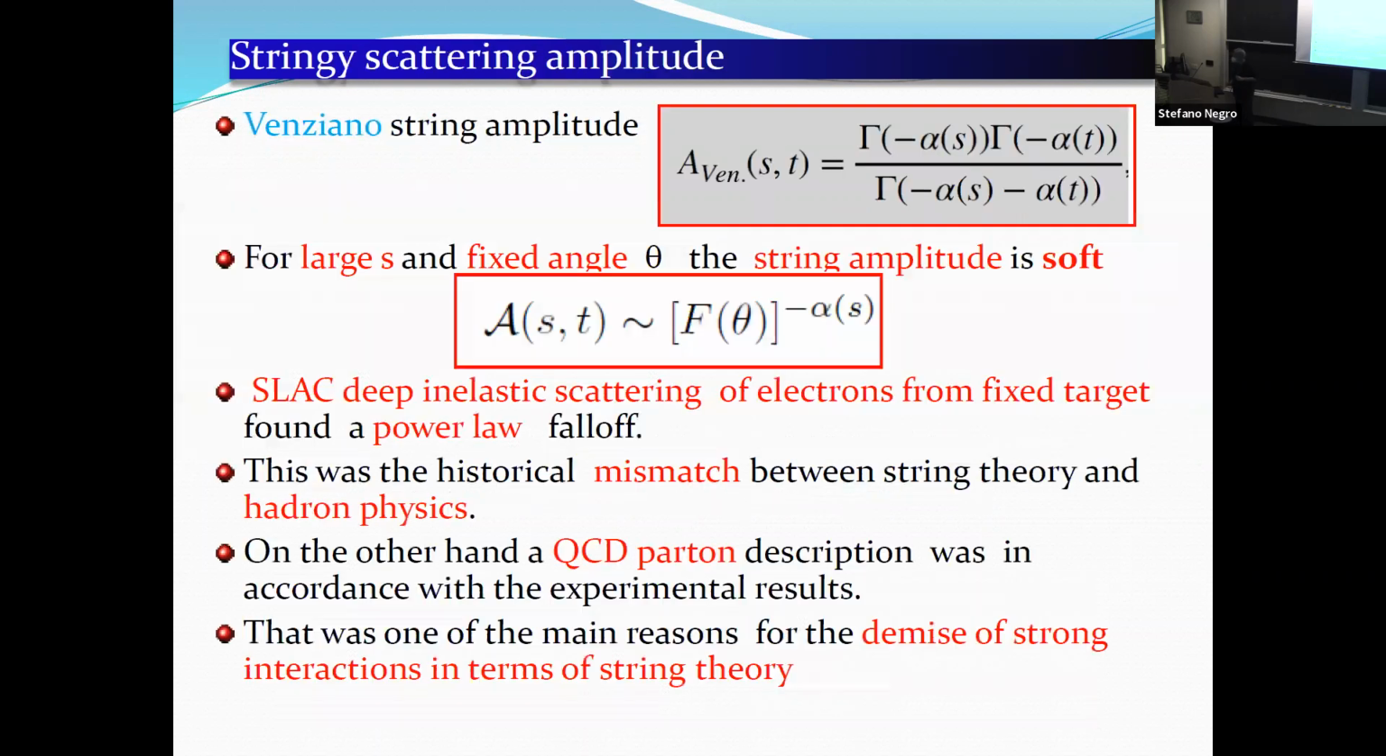And if we use the Veneziano amplitude and we go to large S at fixed angle, then we get a soft amplitude. So the amplitude behaves as alpha of S, which is simply alpha prime S plus a constant. So it's exponential. But in the SLAC deep inelastic scattering, it was found that the form is power law, and it's not of this form. That was one of the reasons that people abandoned string theory as a description of hadrons.